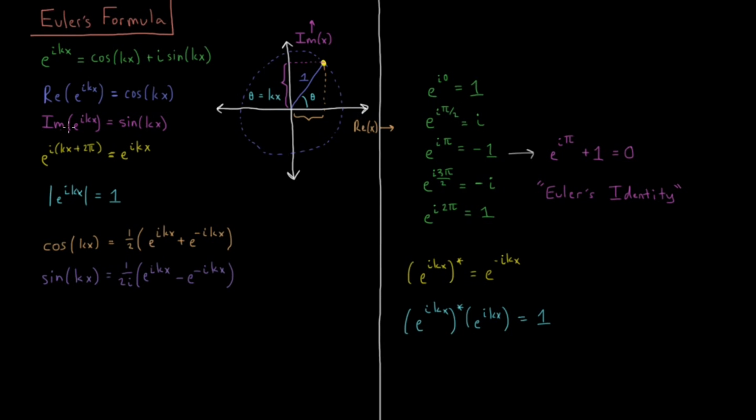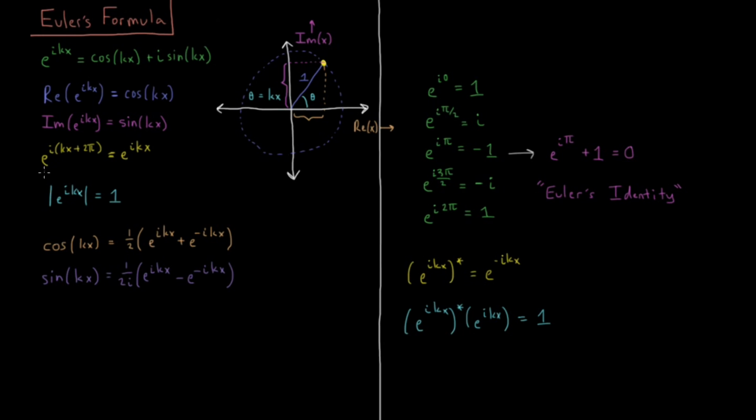Then the imaginary part, if this is c equals a plus bi, the imaginary part of a complex number is b, so that value is sine kx. That's the value along the y-axis here. So that's going to be a sine function as this circle goes around and around.